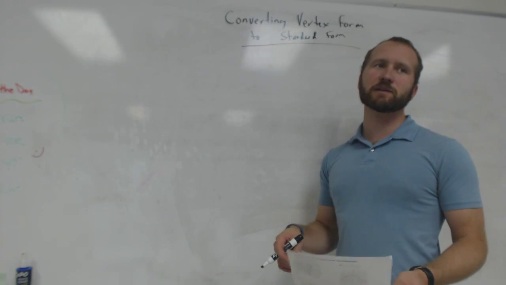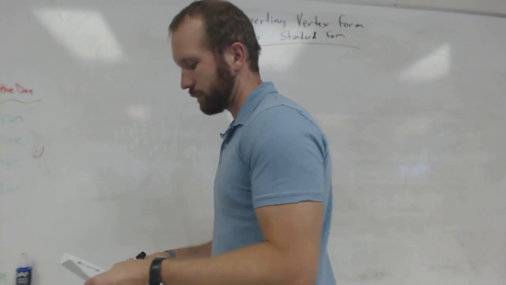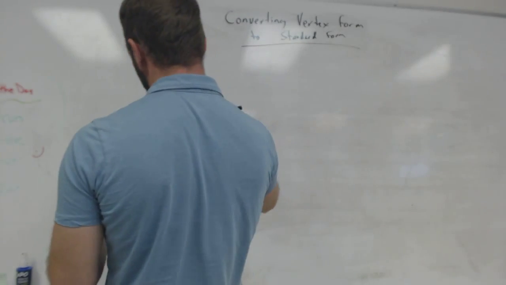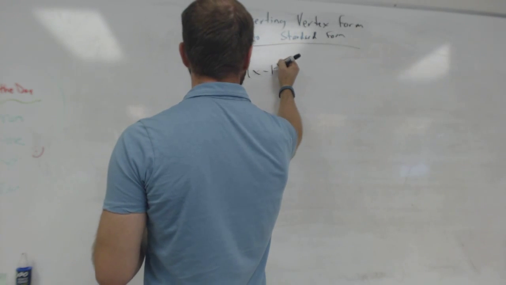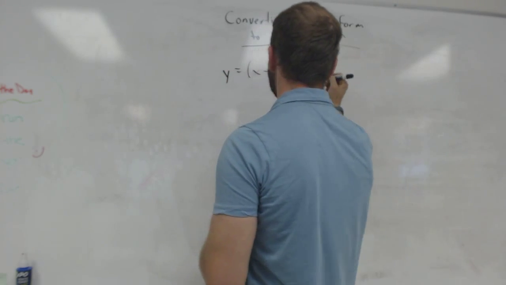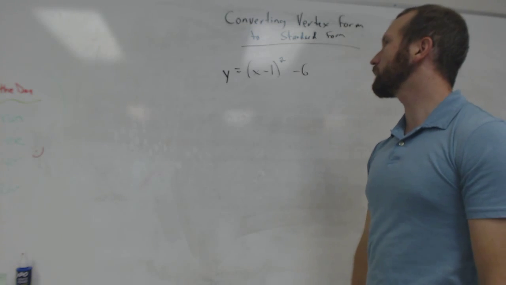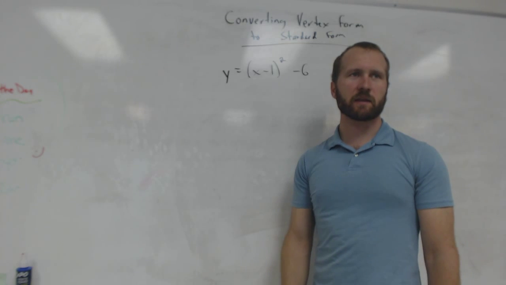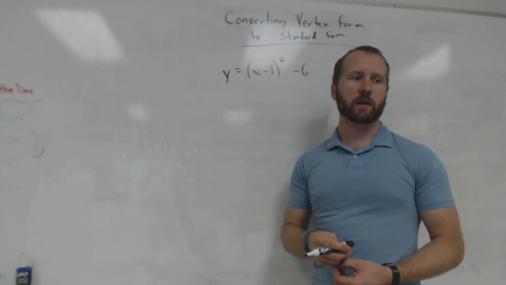Right, today we're going to talk about the much easier version of converting vertex form into standard form. Alright, here's a vertex form problem: y equals (x minus 1) squared minus 6. There's basically three steps to this, but they're a little bit more obvious, I think, than converting to vertex form.